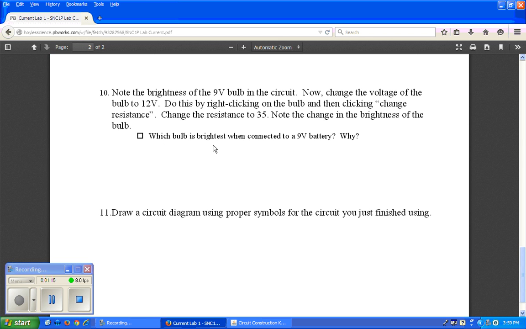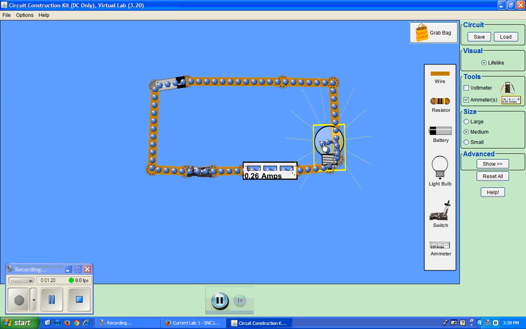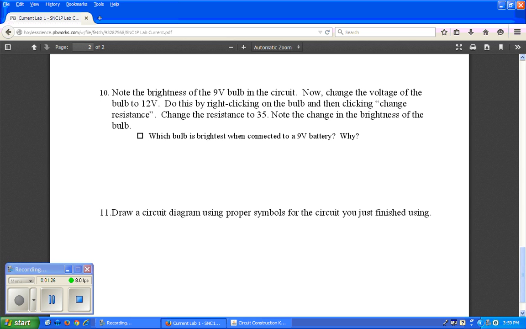So it says, which bulb is brightest when connected to a 9-volt battery? Well, obviously, if you look at the simulation here, the 9-volt battery was much brighter than our 12-volt battery. And the question in the lab asks you why.